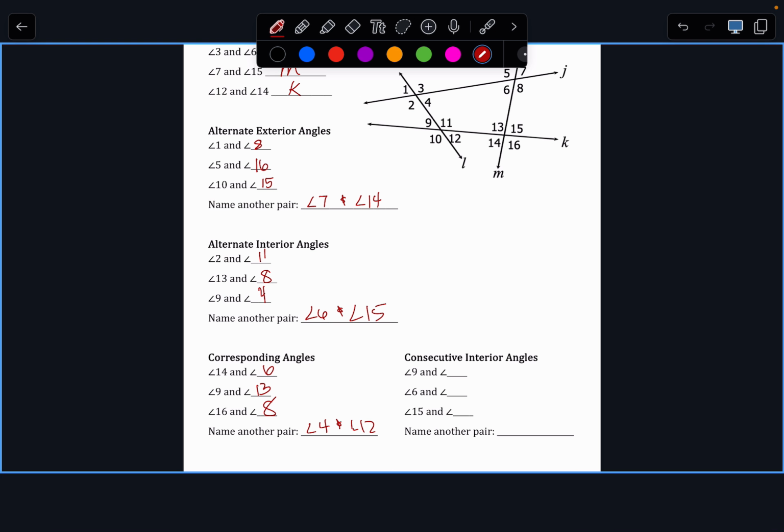All right, consecutive interior angles. 9 and 2. Angle 6 and angle 13 or 4. Either one's fine. Angle 15 and 8. Write down another pair.